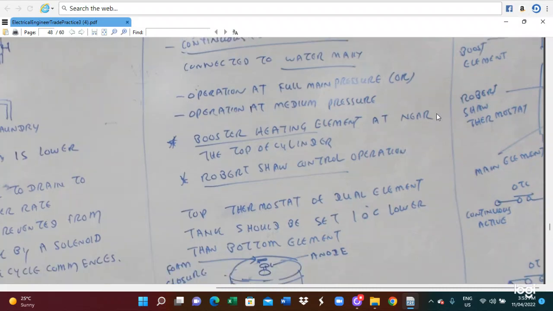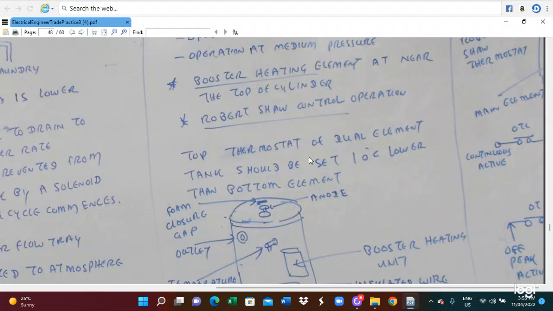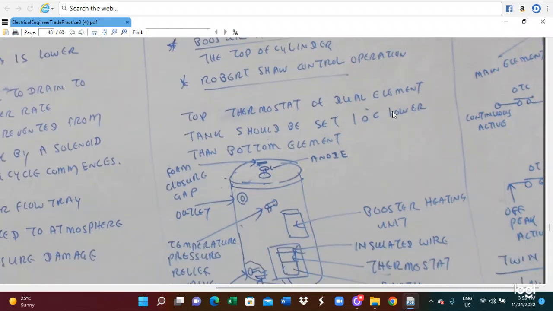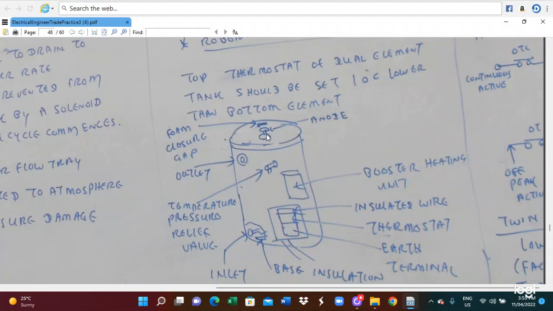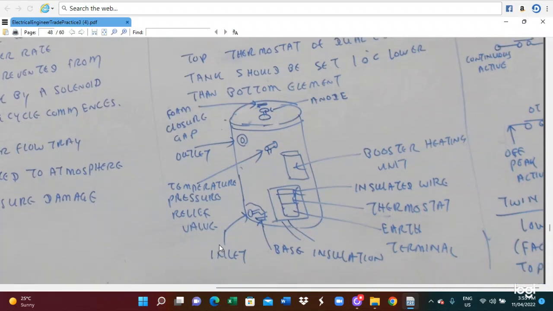Booster heating element is connected near the top of the cylinder, and a rubber short control operation is included. So this is the top thermostat. The top element tank thermostat should be set at 10 degrees centigrade lower than the bottom element. This is the bottom element, top element. So the setting is included. The top element must be set at 10 degrees centigrade lower than the bottom element. So here are the anode, outlet, temperature pressure relief valve, and booster heating unit. And this is the base flange, inlet, and the insulated water thermostat terminal.